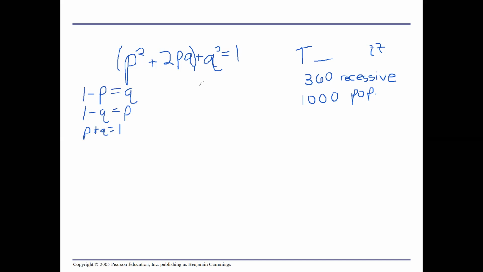So we're going to solve for Q. And if we find Q, then if we know Q, we can know P. And if we know P, then we can find P squared. And if we know P and Q, we can find 2PQ. So just trust me here and go along with this. Q squared.